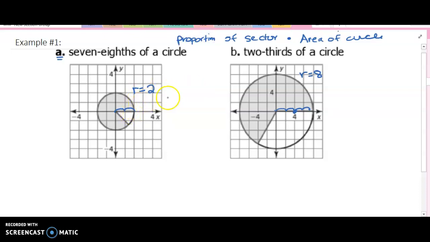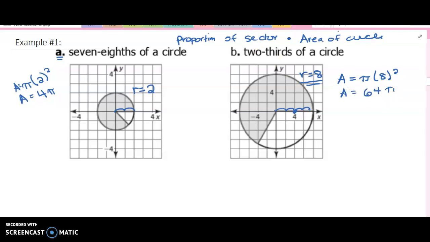All right, so here, if I find the area of this circle, this is just pi times 2 squared. So my area of this circle is 4 pi. Okay, over here, my area of this circle is going to be pi times r squared. So my area then is 64 pi. That should make my life a little easier. All right, so my proportion times the area. Well, guys, it tells us my proportion: 7/8 of the circle. 7/8 is my proportion.